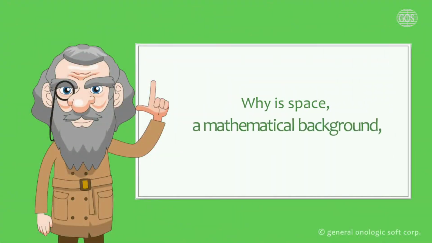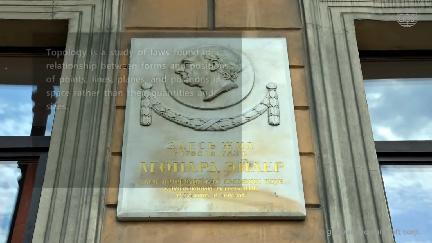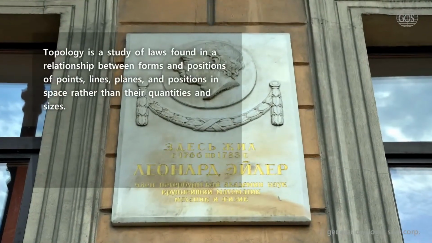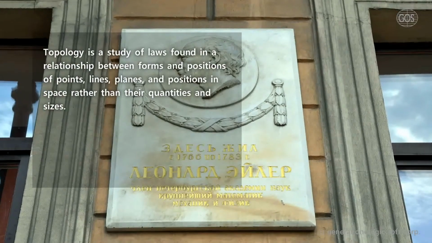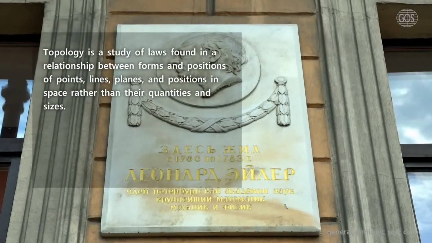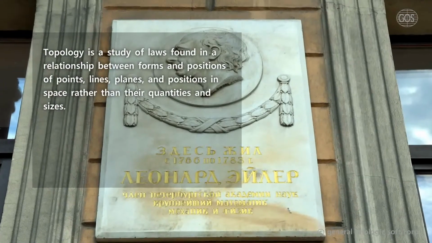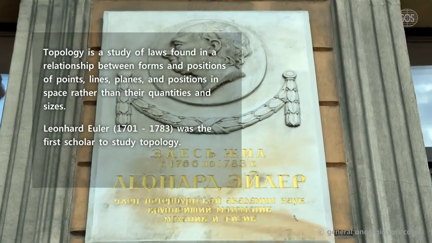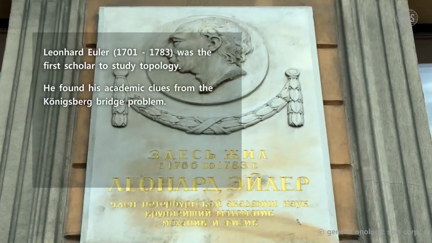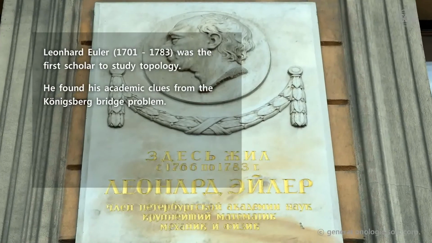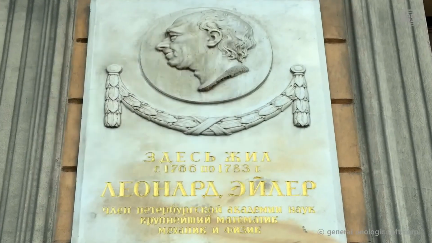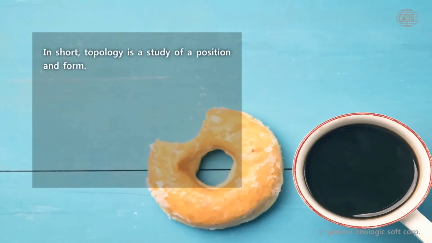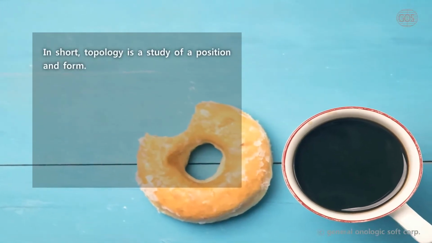Why is space, a mathematical background, important? Topology is a study of laws found in a relationship between forms and positions of points, lines, planes, and positions in space rather than their quantities and sizes. Leonhard Euler was the first scholar to study topology. He found his academic clues from the Konigsberg bridge problem. In short, topology is a study of a position and form.